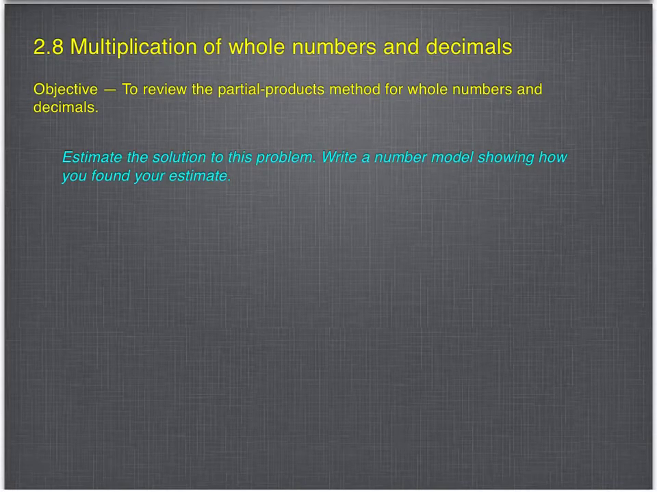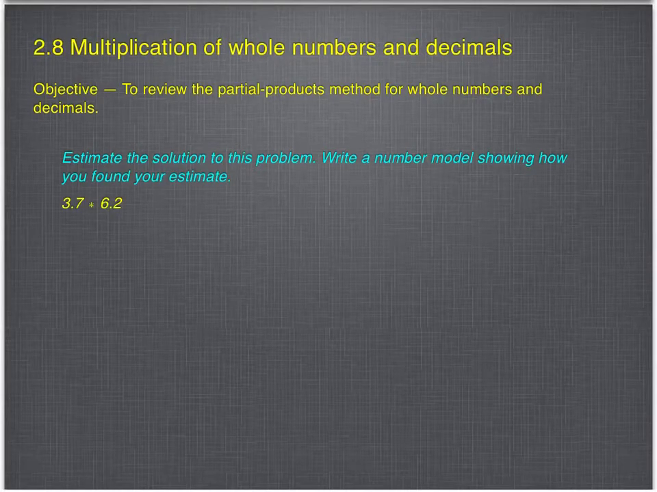Alright, so let's estimate the solution to the problem that we're going to have in a second. Write a number model showing how you found your estimate. So we have 3 and 7/10 times 6 and 2/10. So we need to figure out what's the best way to make an estimate for this problem. Well, let's look at rounding.